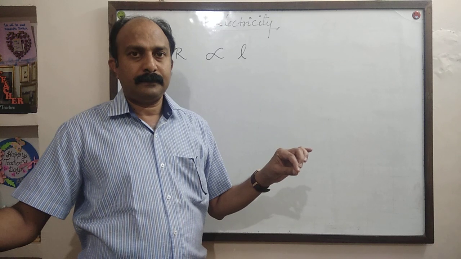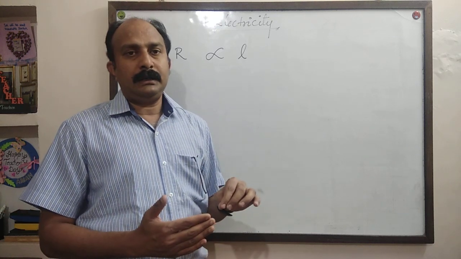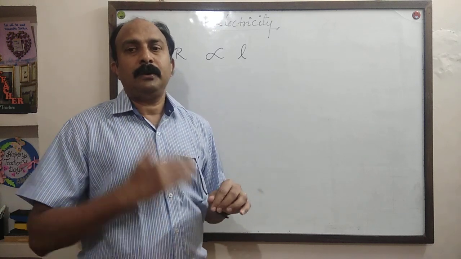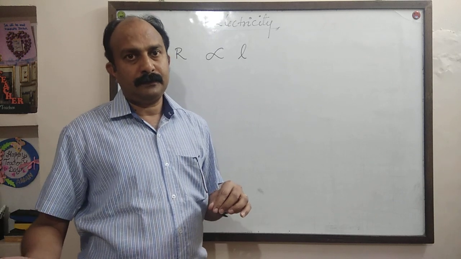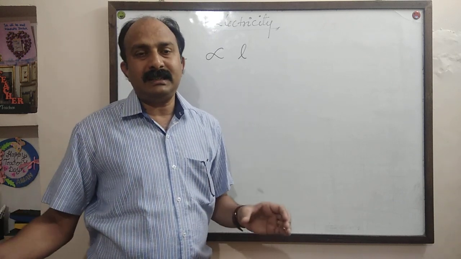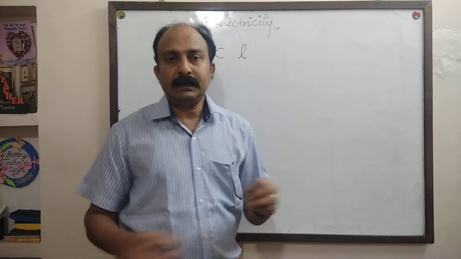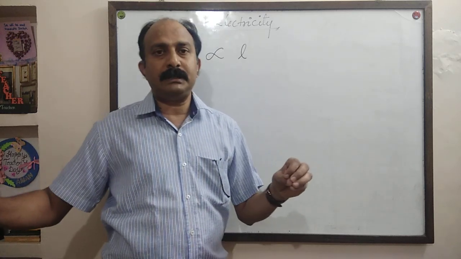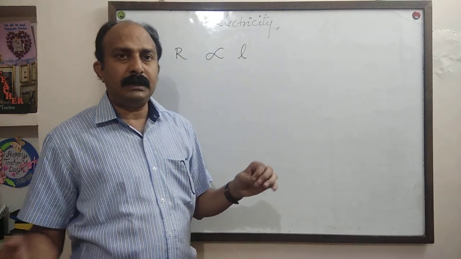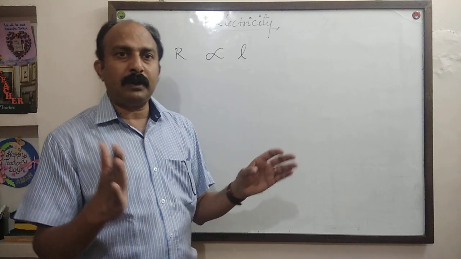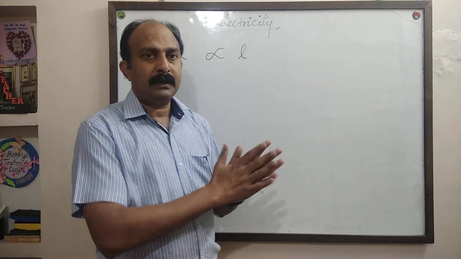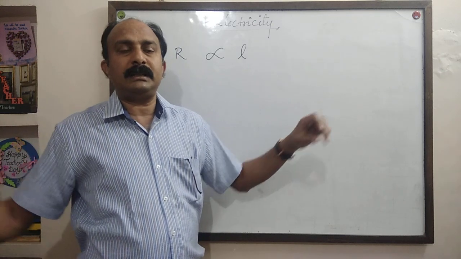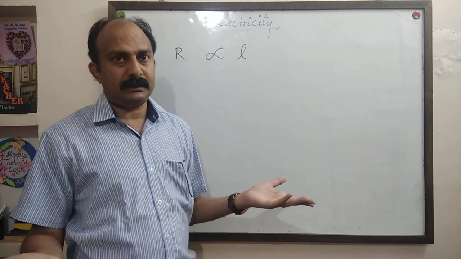When L increases, electric current has to face more opposition, means more resistance, because this electric current has to travel a long distance. As it travels a longer distance, the conductor will offer more and more resistance on it. So as the length increases, resistance also increases.